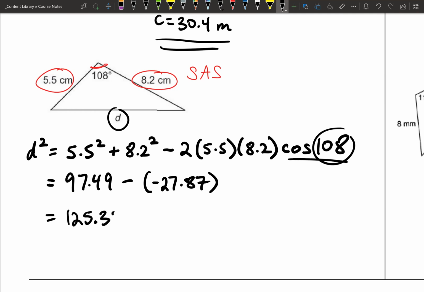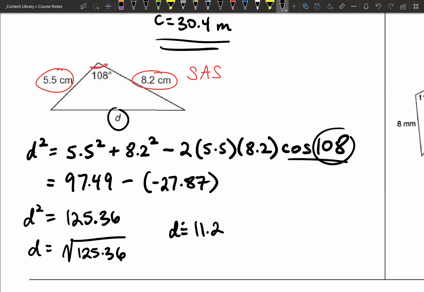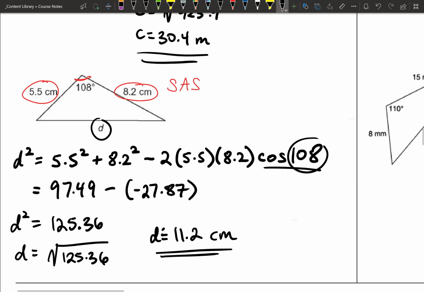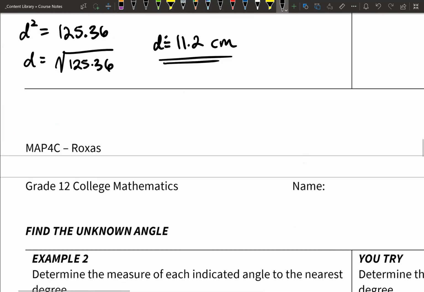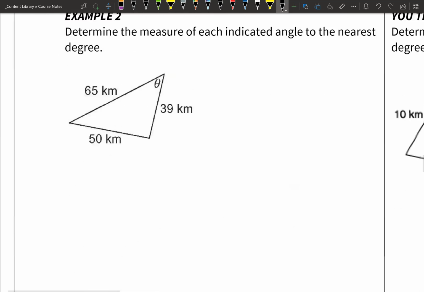And so here we have 125.36, that's D squared. And so if I want D, I take the square root of 125.36. And so D is going to be 11.2 if I round that to one decimal place. And I'm going to say that's in centimeters. Don't forget your units. Okay. You're going to be tasked with trying the you-try questions, and we can take those up when we return to class. Okay. Looking at another example, example 2.